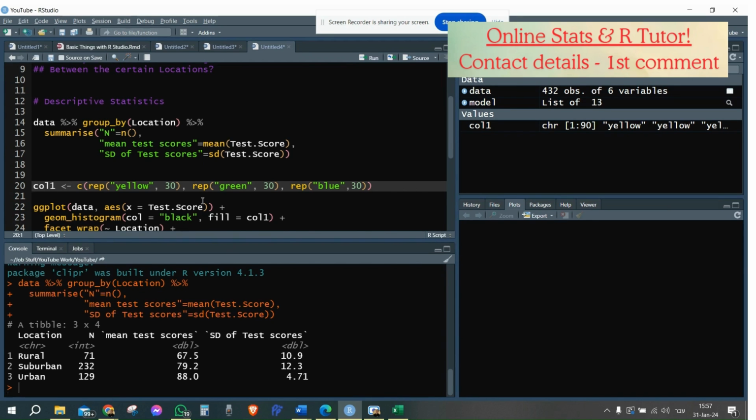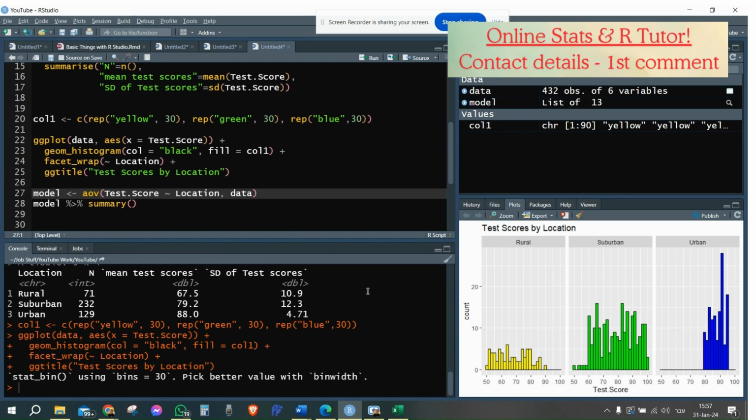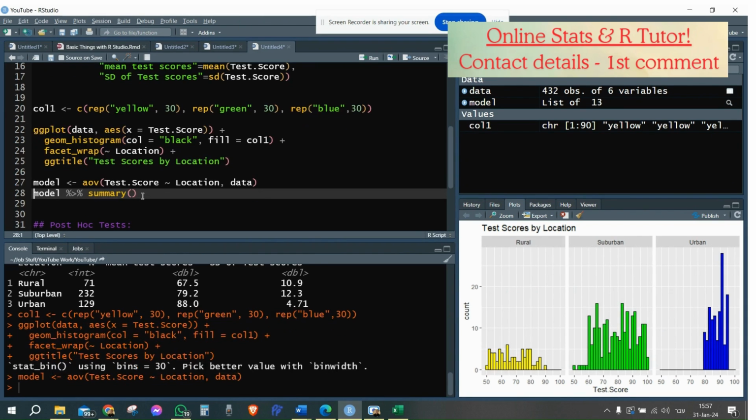Now we want to take a more visual look at the data. This is the histogram for each one of the areas: the rural, the suburban, and the urban. We want to check if there's a significant difference between these three areas when we're talking about test scores. So we're going to use line 27, that command for the model, and then we're going to use the summary to see the model.